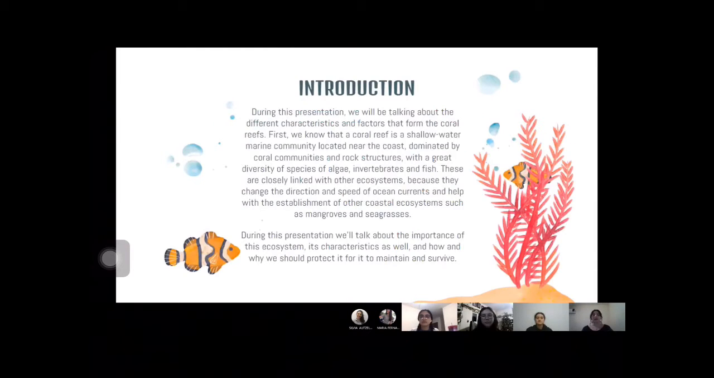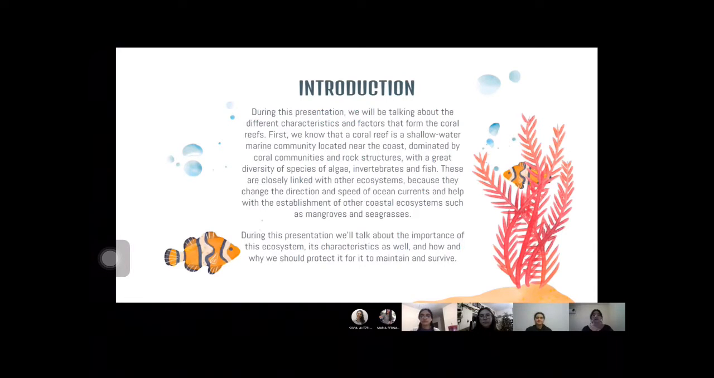Introduction. During this presentation, we will be talking about the different characteristics and factors that form the coral reefs. First, we know that a coral reef is a shallow water marine community located near the coast, which is dominated by coral communities and rock structures, with a great diversity of species of algae, invertebrates, and fish. These are closely linked with other ecosystems, since they change the direction and speed of ocean currents and help with the establishment of other coastal ecosystems, such as mangroves and sea grasses.